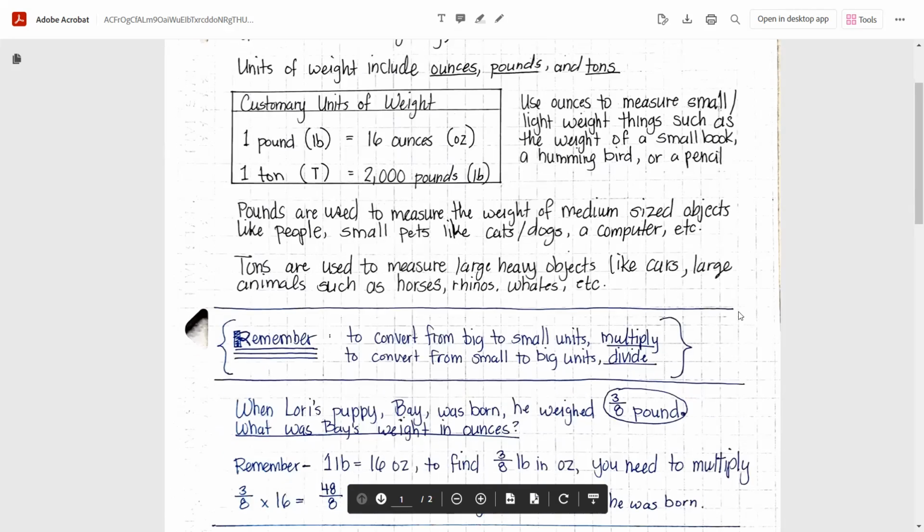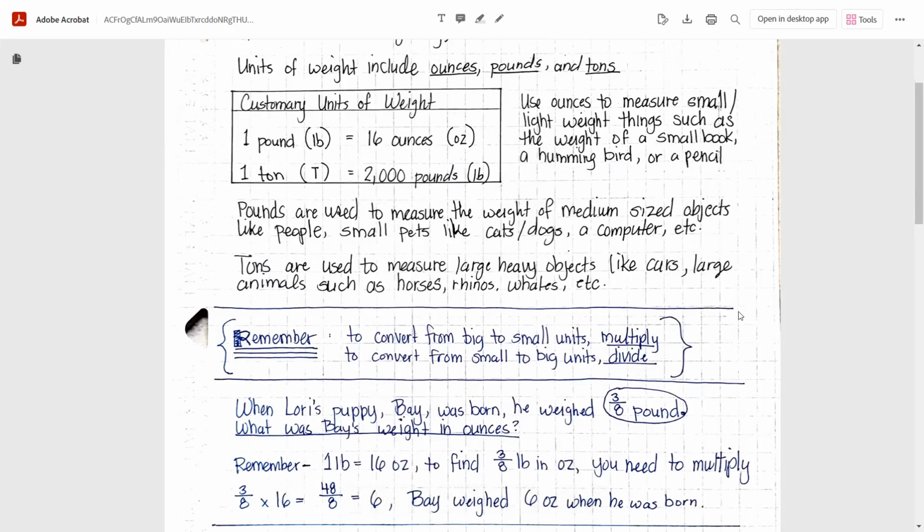Pounds are used to measure more medium-sized objects, like how much a person weighs, or a small pet, like a cat or a dog, how much your computer weighs at home. And tons are used to measure really heavy and large objects like cars, or large animals like horses or rhinos or whales. Now remember, when we are converting from a big unit to a small unit, so if you're going from pounds to ounces or from tons to pounds, you're going to multiply. But when you're converting from a small unit into a bigger size unit, you need to divide.